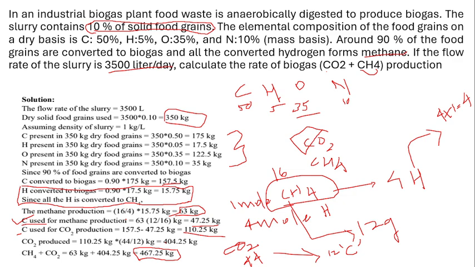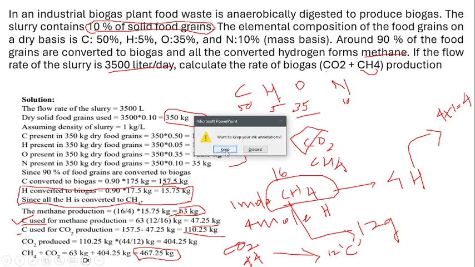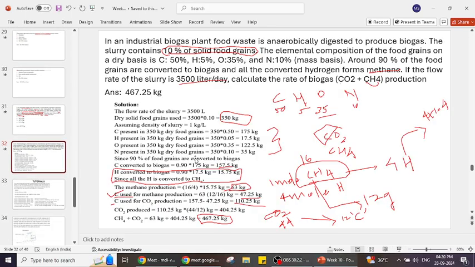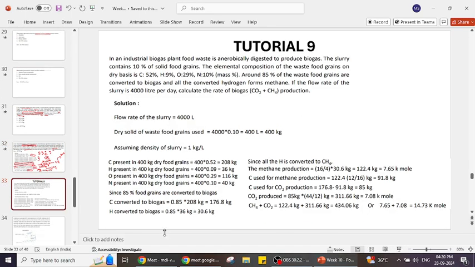If not, we have another problem, same kind of problem. It will be clear in that. Shall I move on? We can discuss the tutorial problem. Do you have any doubt?